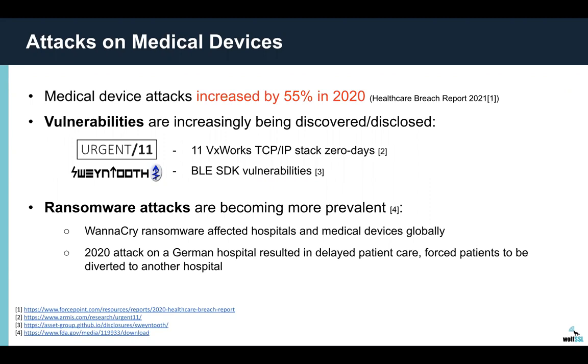Ransomware attacks have also been on the rise. We've seen a couple. The WannaCry ransomware affected some hospitals and medical devices around the world. There's also a 2020 attack on a German hospital that resulted in essentially delayed patient care, where the patients needed to be diverted to another hospital.